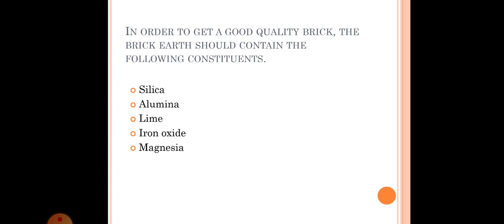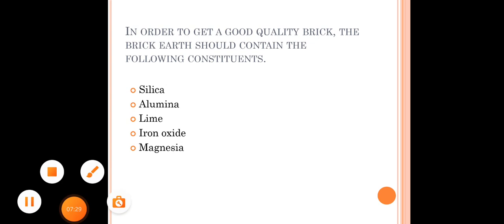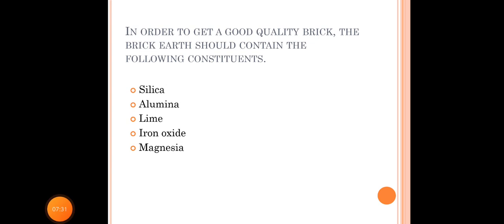So these are the important constituents: silica, alumina, lime, iron oxide and magnesia. So if you have to obtain a good quality brick, then the clay or the brick earth that is used for manufacturing the bricks should contain these constituents in the amounts that have already been mentioned.